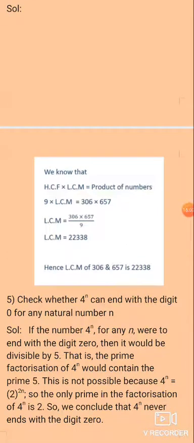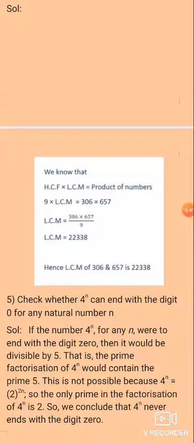Now the next type of simple question. Check whether 4 raised to n can end with the digit 0 for any natural number n. So 4 raised to n means the power of 4 ends with 0. That is the question. We need to check it. So listen carefully, just check it. 4 raised to 1 is what? 4. 4 square what? 16. 4 cube is what? 64, like that. Okay. So our question is what? Check whether 4 raised to n can end with the digit 0. So we need to check whether that power of 4 ends with the digit 0.